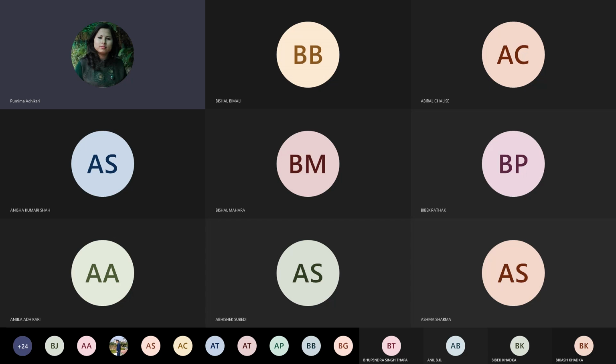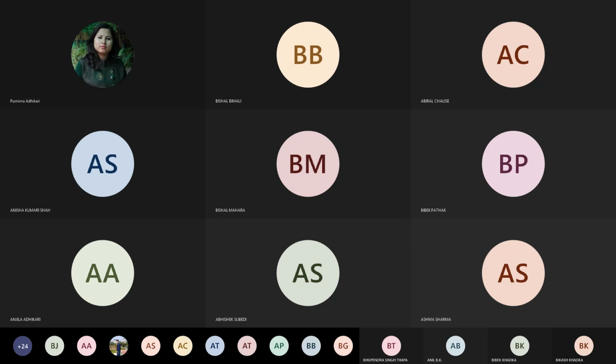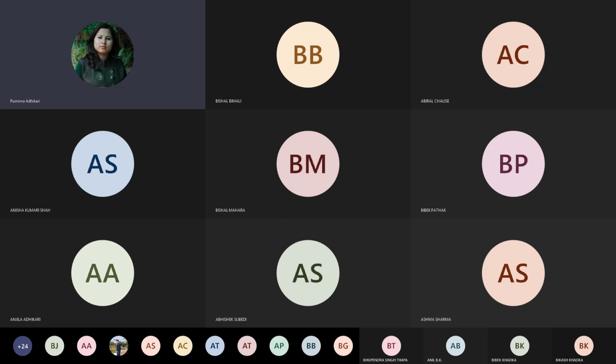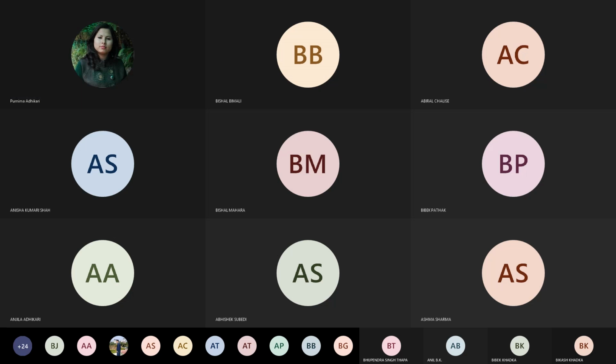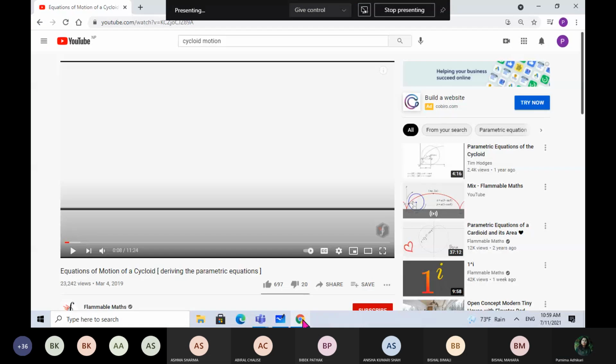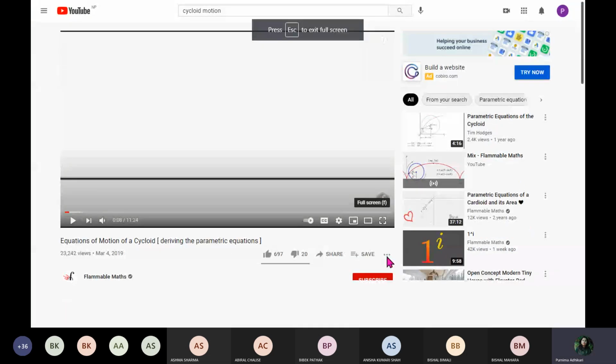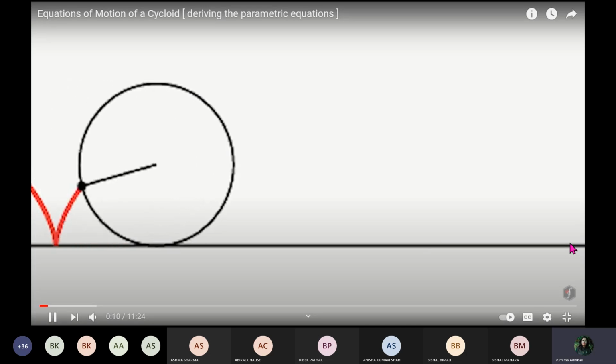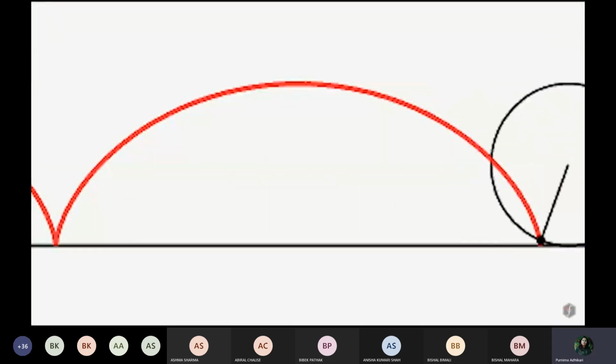Okay, I'm searching for the video which I want to show you. Okay, I've got it. Yes, all of you can see this. I have not yet started playing. Yes, ma'am. Okay. So you see how the cycloid is formed?